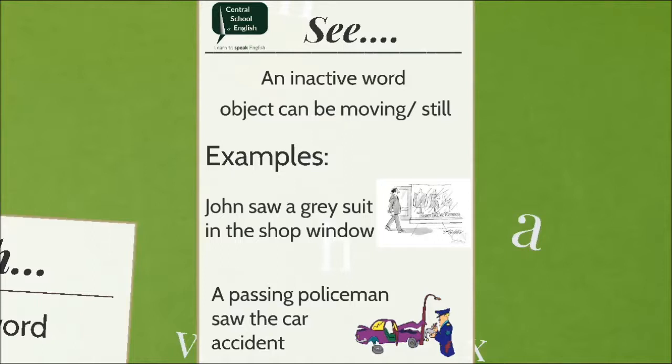For example, I can say, John saw a grey suit in the shop window. A passing policeman saw the car accident. In these example sentences, we use the word saw because John was not looking for a grey suit and the policeman did not expect to see the car accident.